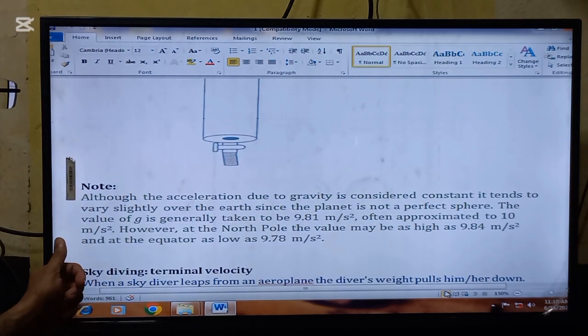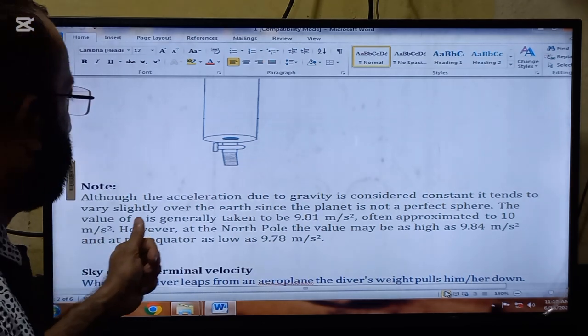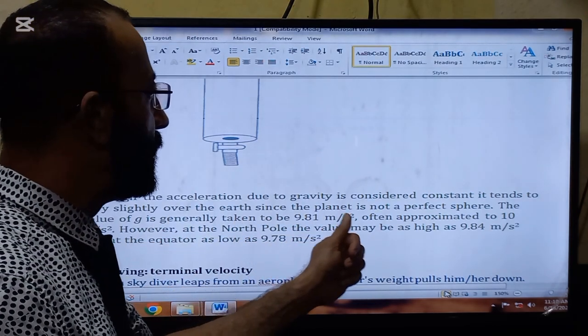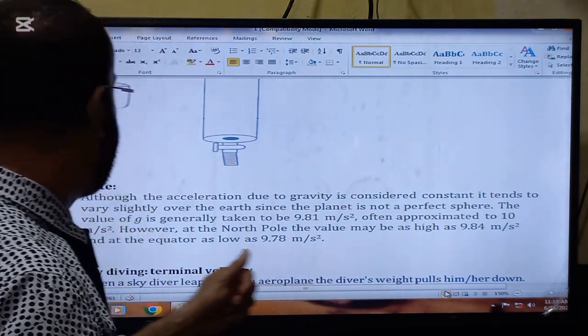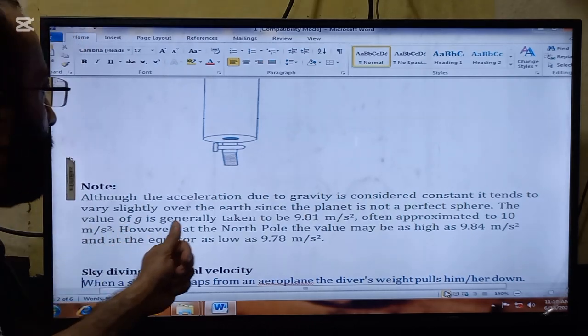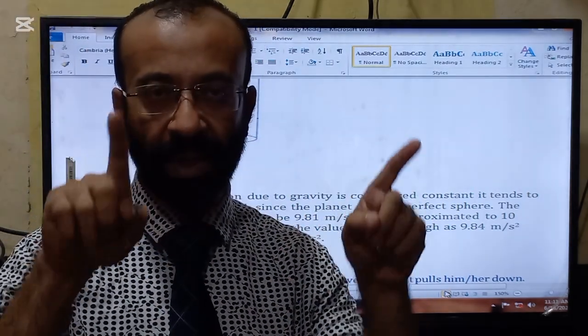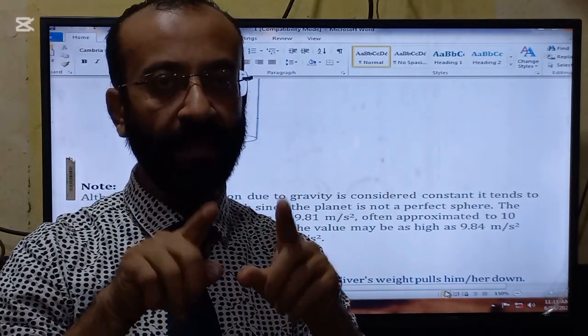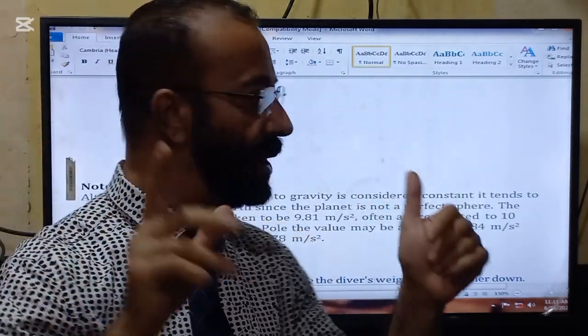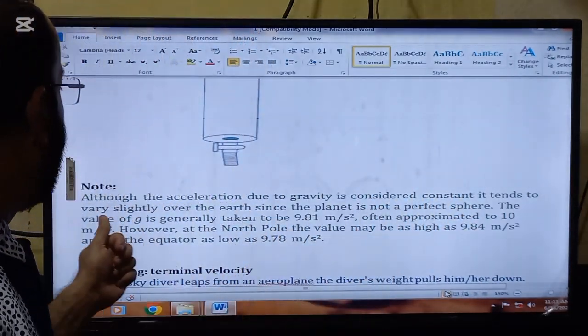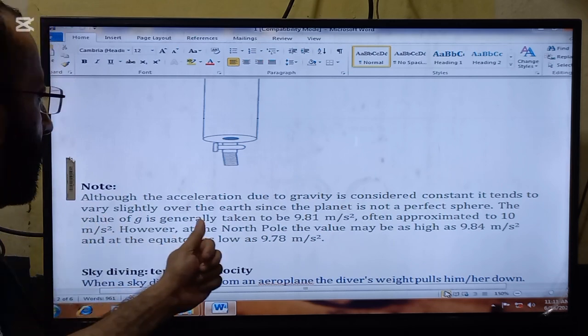An important note for you is, although the acceleration due to gravity is considered constant, it tends to vary slightly over the Earth because the Earth is not a regular sphere. It bulges at the corners. So look now, it varies very slightly over the Earth.